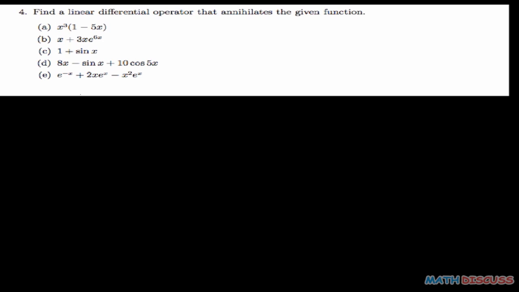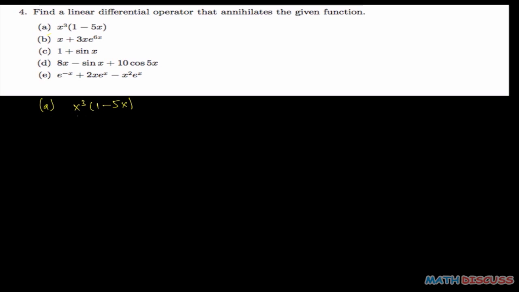Oh, hello there. So this is question 4. You're told to find the linear differential operator that annihilates the following functions. So I'm going to start with the first one, which is a. So a says we're given the function as x cubed into 1 minus 5x. This is the function we want to find the annihilator operator of.